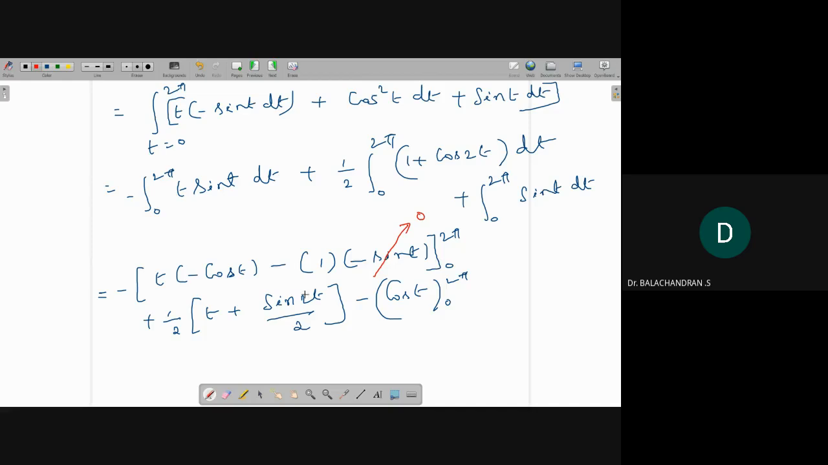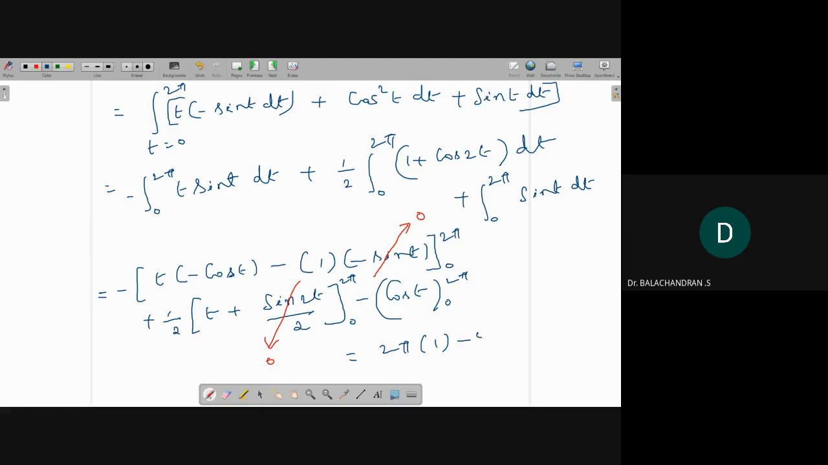Similarly, for sin here I should write the limits 0 to 2 pi. Okay, so again sin 4 pi is 0, sin 0 is 0. So remaining I have only this and this and this. So this is nothing but plus t cos t. Yeah, I will write here plus t cos t. But if I put t equal to 2 pi, I get plus 2 pi into cos 2 pi, and cos 2 pi is 1, minus 0, because at t equal to 0 it is 0.